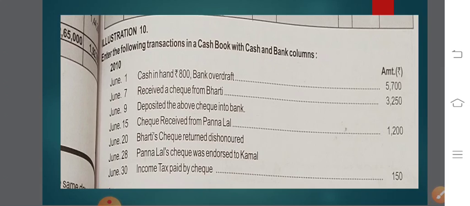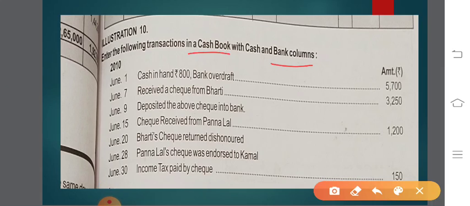Now, the question given here is: enter the following transactions in a cash book with cash and bank columns. Whenever cash and bank columns are written, that means we have to prepare a double column cash book. So let's start with the question.